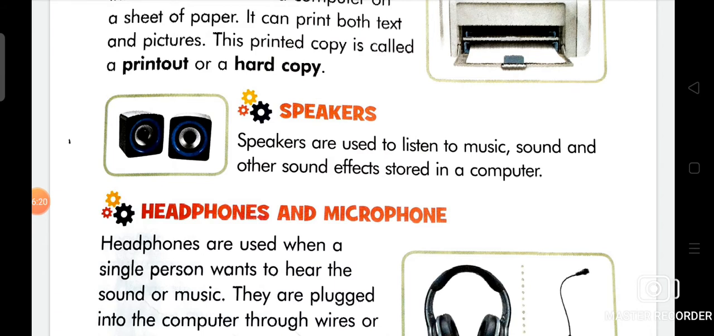So students, do you know that? Where do you use a speaker? Speakers are used to listen to music, sound and other sound effects stored in a computer.